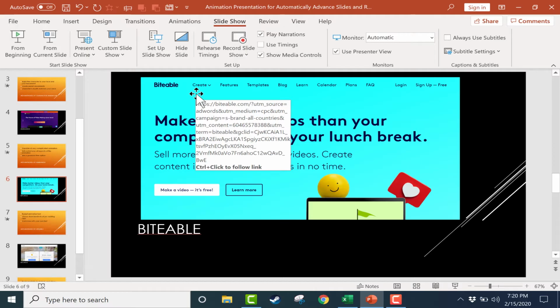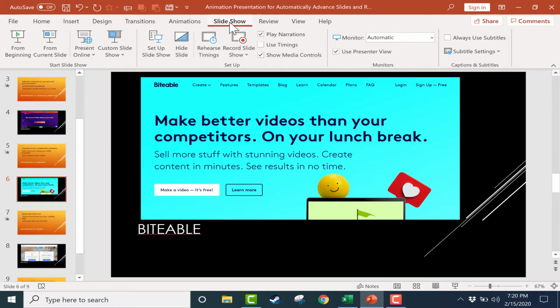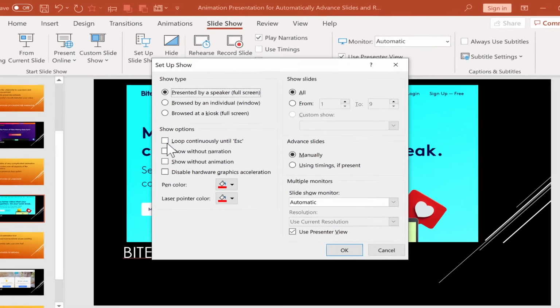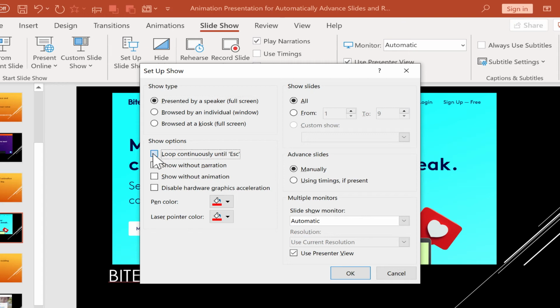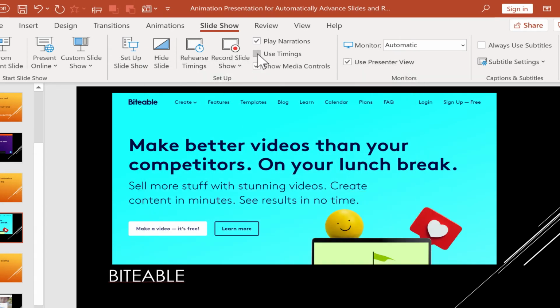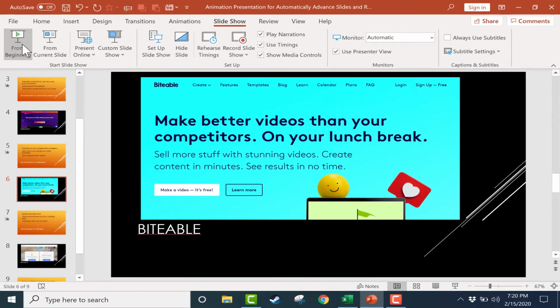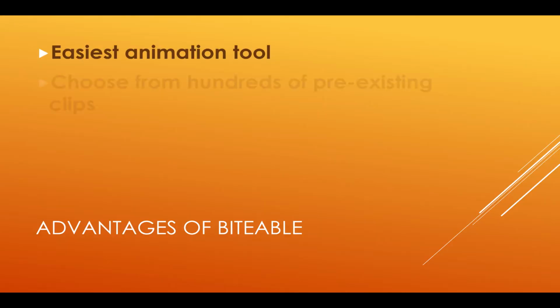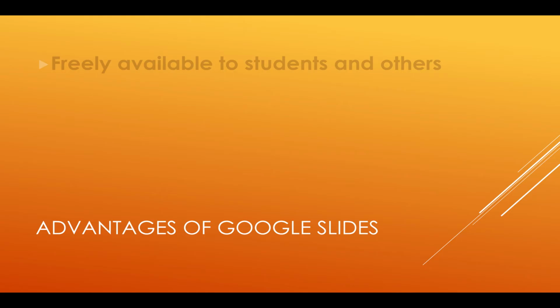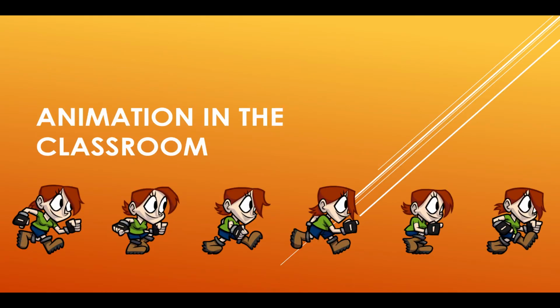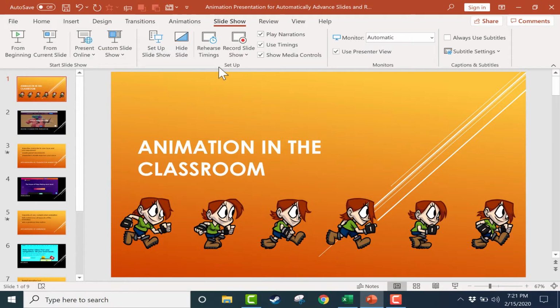Now, if you do want your slideshow to continue playing when it gets to the last slide to loop back to the first slide, here in that same slideshow ribbon setup group, you can go here to Setup Slideshow, and you can choose this option here, Loop Continuously until Escape. I can click OK, and again, making sure that this is checked. Now, when I present this, when it comes to the last slide in the slideshow, it should automatically restart, and it did.